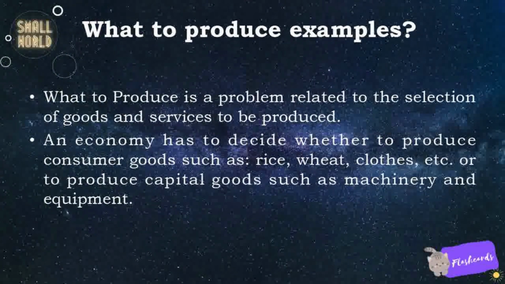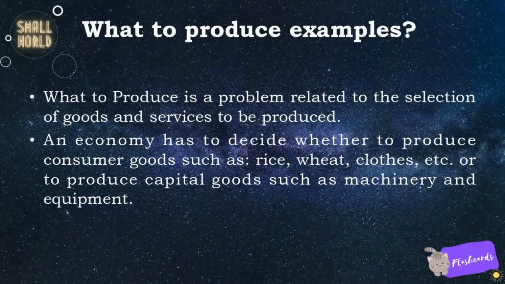What to produce, examples. What to produce is a problem related to the selection of goods and services to be produced. An economy has to decide whether to produce consumer goods such as rice, wheat, clothes, etc., or to produce capital goods such as machinery and equipment.